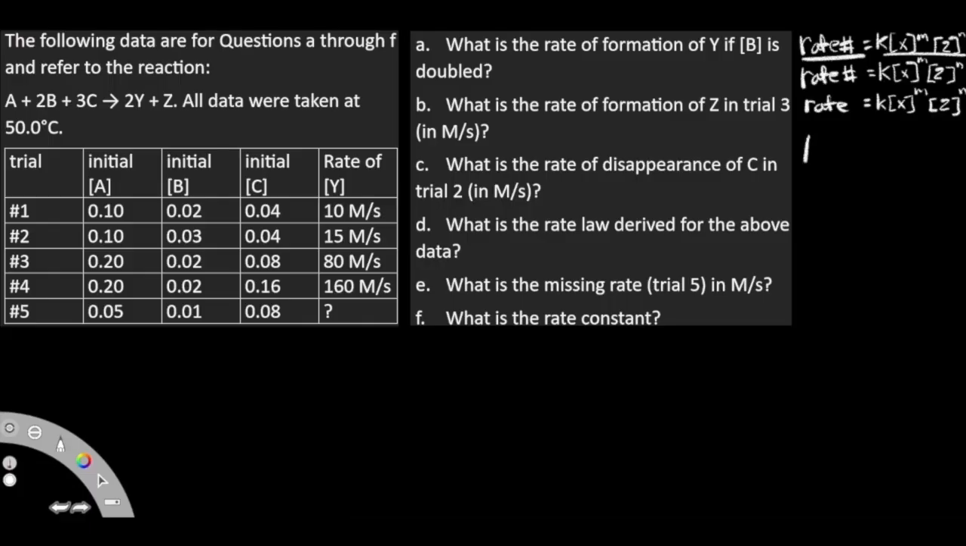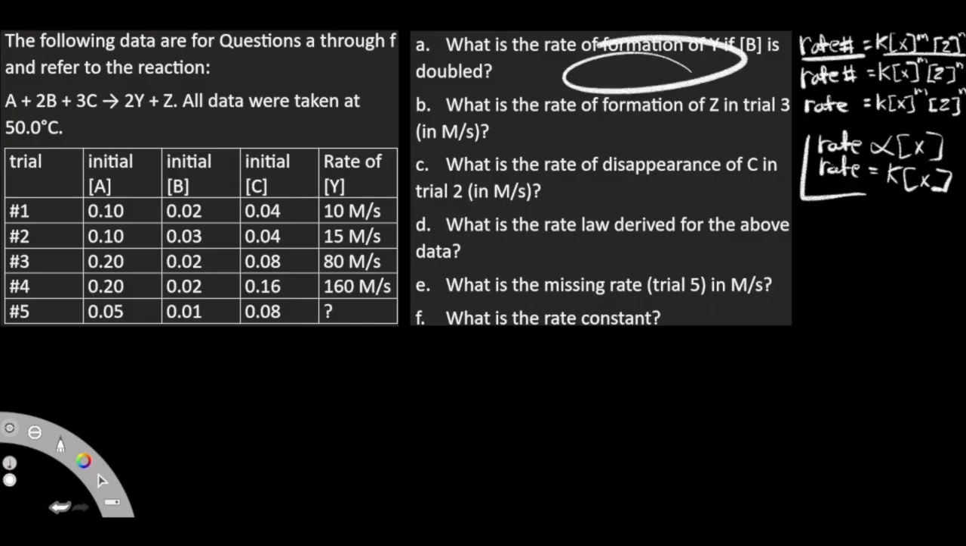Okay, what was our definition of rate law? Our definition of rate law was that rate is proportional to the concentration of our reactants, or rate is equal to what? Our slope multiplied by our concentration. Either one works.